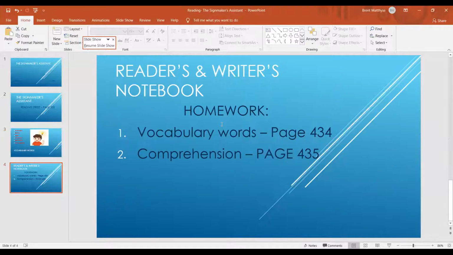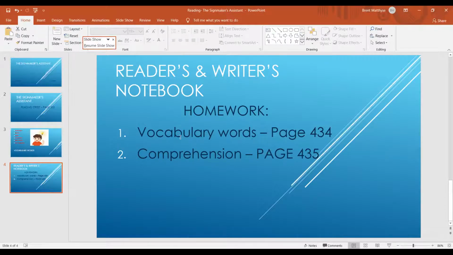Now I have homework that you need to complete for me, grade 2, and the homework you will find in your Readers and Writers Notebook. There are 2 pages. This is a vocabulary exercise. The first one is on page 434 in your Readers and Writers Notebook, as well as a comprehension exercise on page 435.